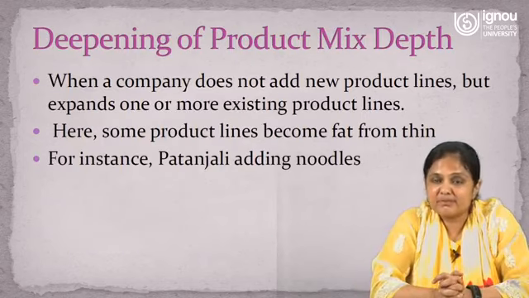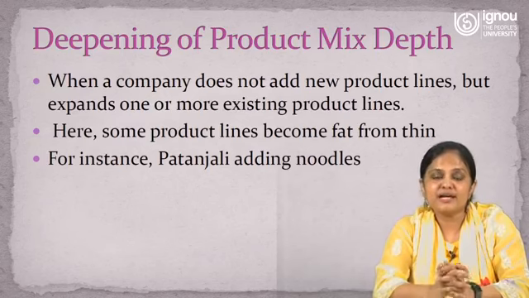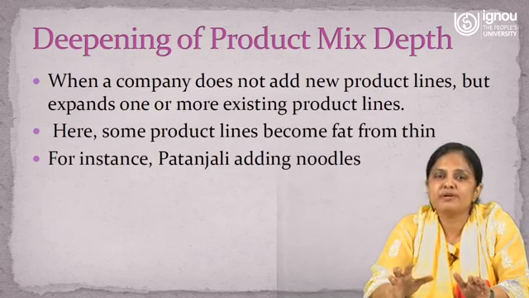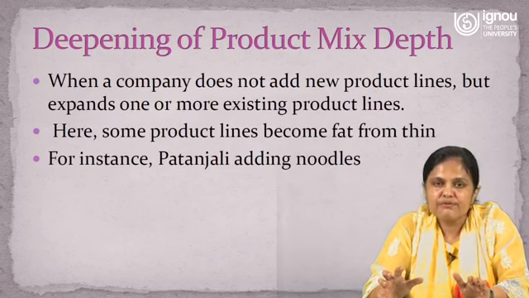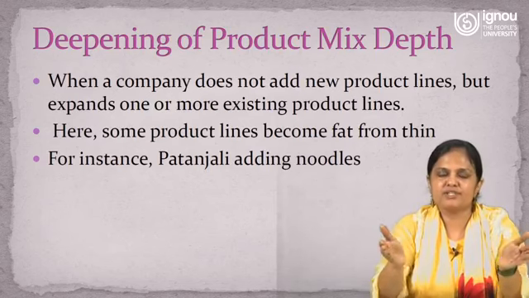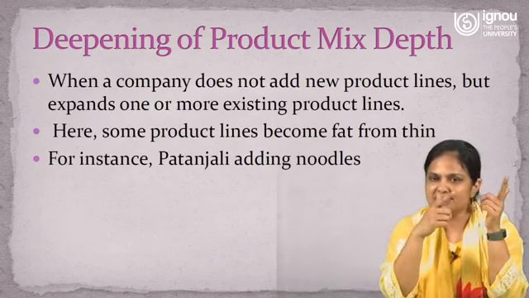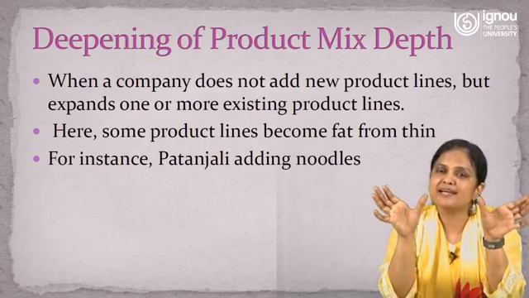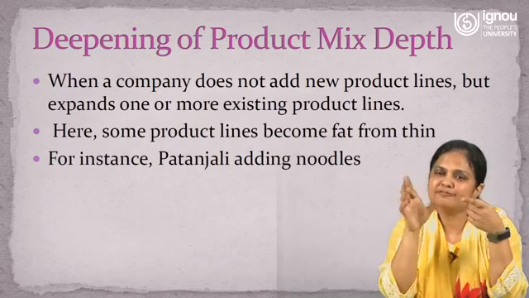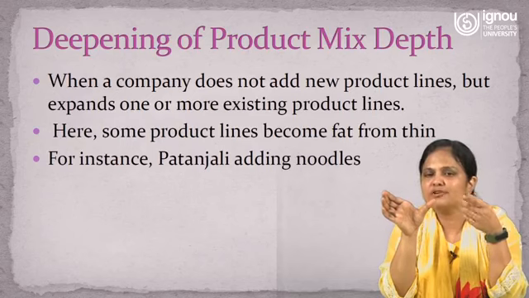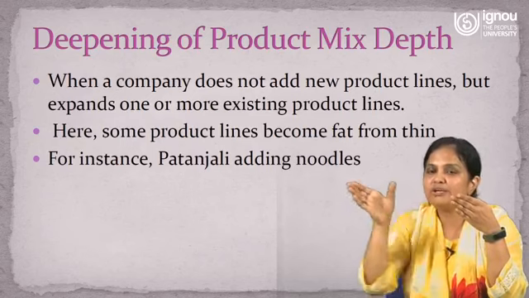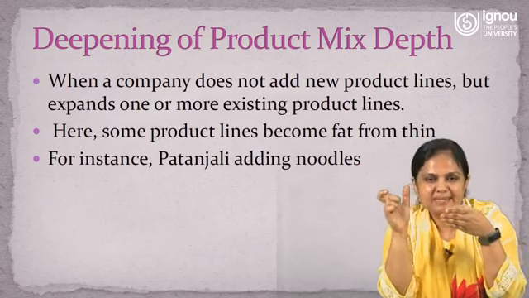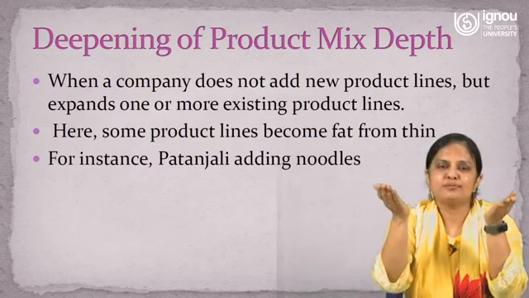Now, what is deepening of product mix depth? When a company does not add new product lines but expands one or more existing product lines, it becomes deepening of product mix depth. What we are trying to do is expand the product lines which are already there. As we discussed in the dimensions of product mix, depth is the number of products in a product line. So for example, in one product line there were 4 variants or 4 products, so the depth of the product line was 4. Now if the company wants to add 2 more products in the same product line, this is called deepening of product mix depth. We are increasing the depth of the product line, right?